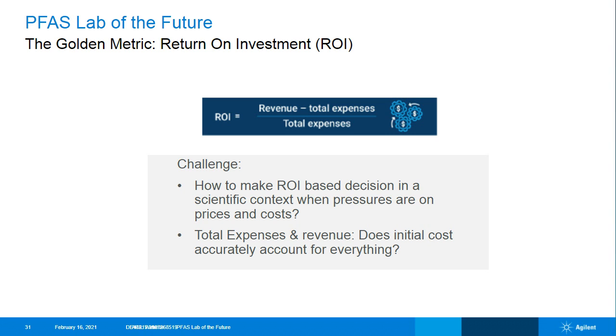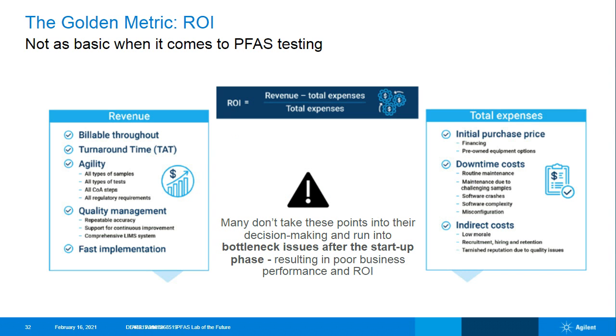All right. So what I'm going to highlight here is some of the attributes that the PFAS lab of the future takes into account when it's thinking about the PFAS testing. And there are 7 attributes I'm going to highlight. Some of them are related to revenue, and some of them are related to expenses and indirect costs as well.